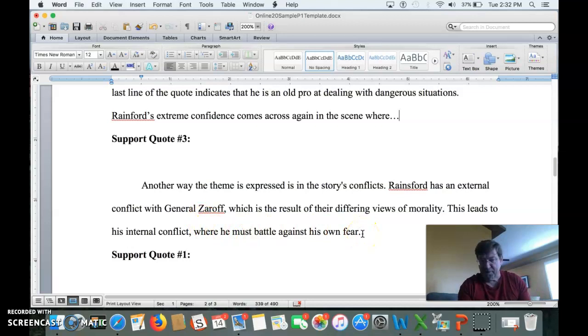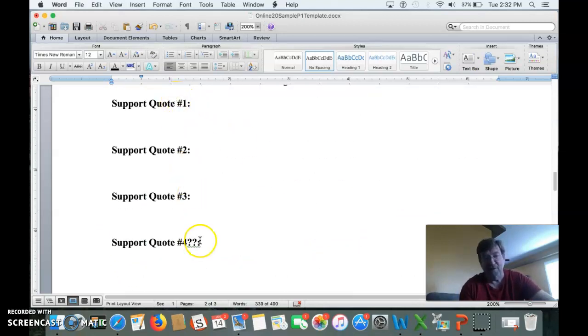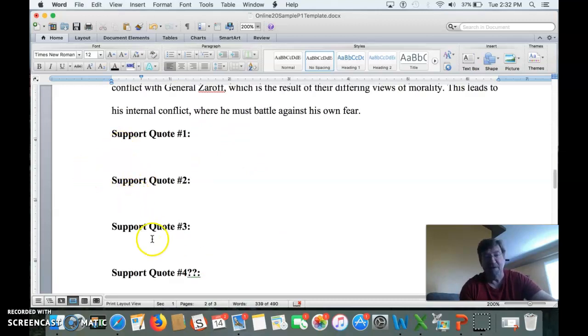So I found 3 other quotes for this. I found quotes that show this external conflict with Zaroff about morality. I've also found quotes about the internal conflict where he battles his fear. I've got that coming, and there are the quotes. I might have 4 quotes there, since I just have to deal with 2 conflicts. But I'm going to hamburger every single one of those quotes.